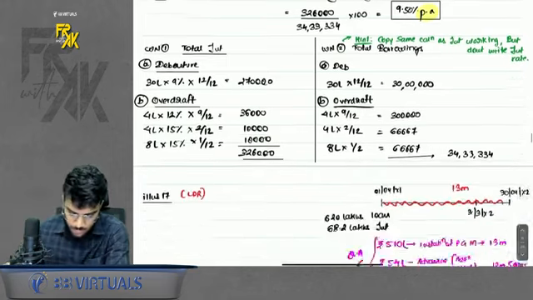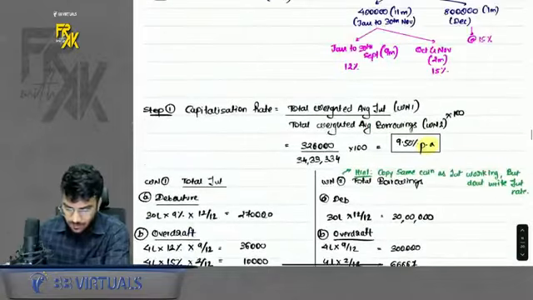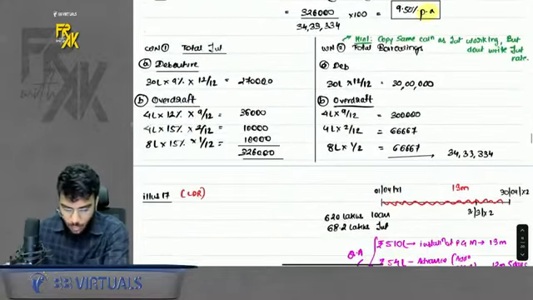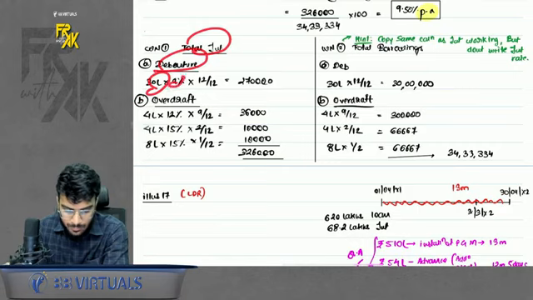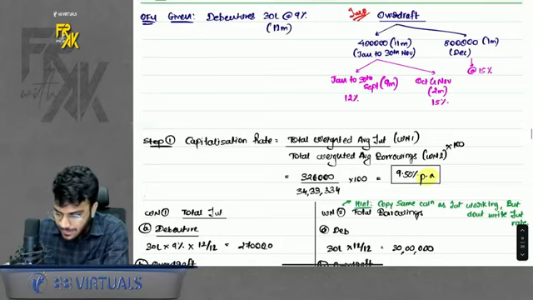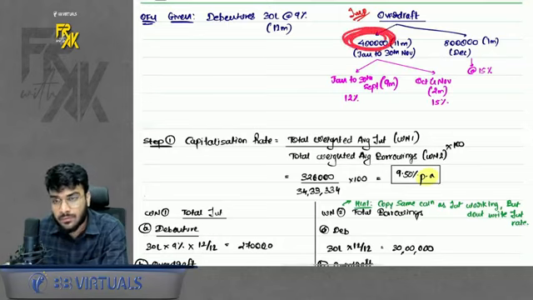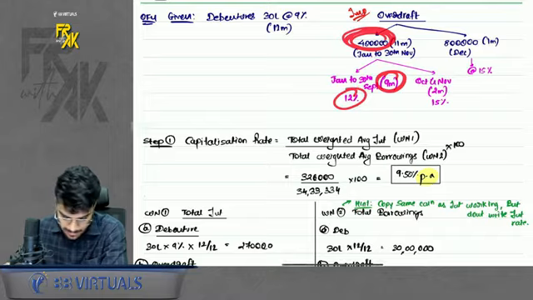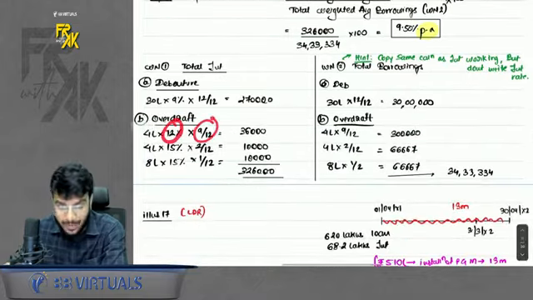How will you do it? I will just use the information and prepare working note number 1. In total interest, the debentures interest is 30 lakhs into 9% into 12 by 12. Then for the overdraft, how will you find the interest? When the principal amount was 4 lakhs, for 9 months the rate was 12%. So I will say 4 lakhs into 12% into 9 by 12.